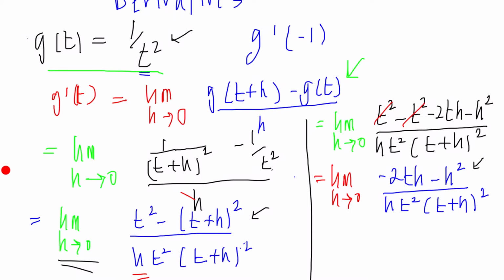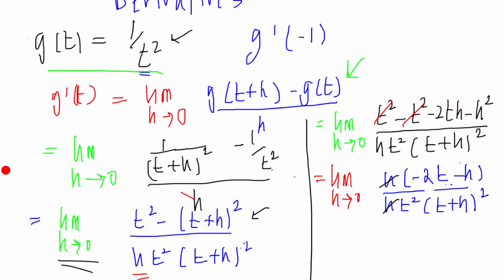Instead of rewriting it, which would take more space, we can just clear up everything here. I will just rearrange it, so it's going to be like this. We will put h outside, we will get minus 2t minus h. Now we can cancel this h with this h. Now we cannot worry about having 0 at the bottom if we substitute the limit of h to be 0.